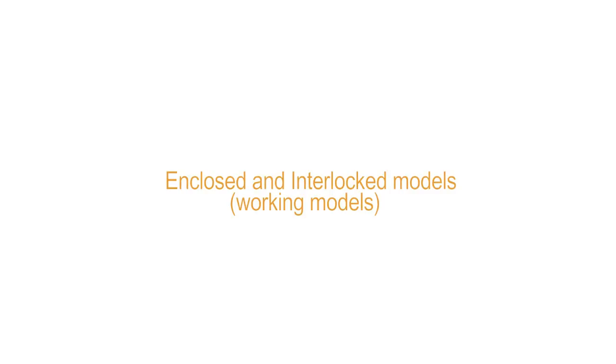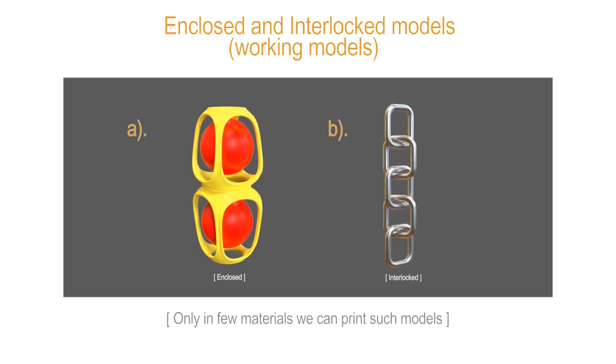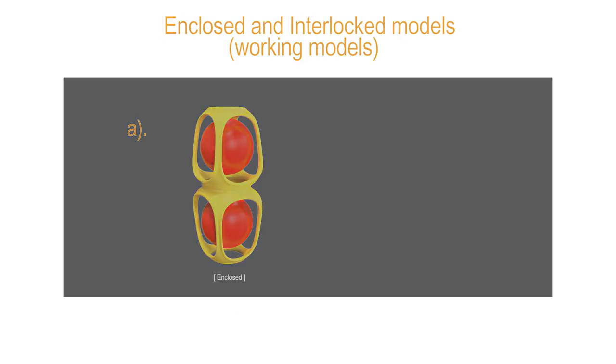The third one, enclosed and interlocked models. Like one object inside another but not fused. They are actually working models. It means two parts working together, like a sphere inside a box, and a chain is a good example too. Only in a few materials can you print such models.